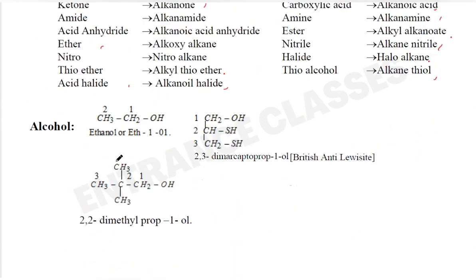Now we start with alcohol. 2-carbon alcohol, this is ethanol, the common name. IUPAC name is also ethanol. This is SH and OH, priority starts from OH. That's why numbering starts from 1 that is linked with OH. So this is 2,3-dimercaptopropanol. Since it has SH side groups, it is 2,3-dimercaptopropanol. It is called British anti-lewisite.